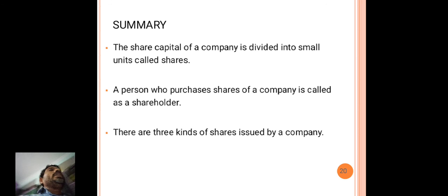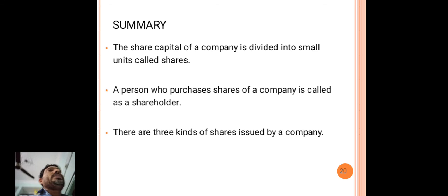Here the general public may purchase either equity shares or preference shares. The general public may purchase only two kinds of shares: one is equity shares, another is preference shares, depending upon their requirement and their knowledge. Some people will buy equity shares, some people will purchase preference shares. Each of these, equity and preference shares, has some advantages and some disadvantages also.